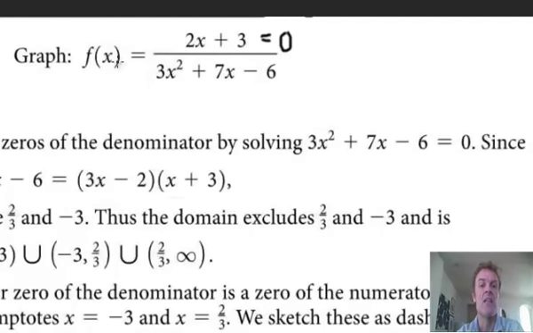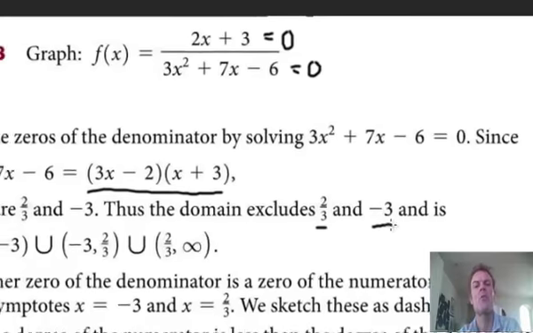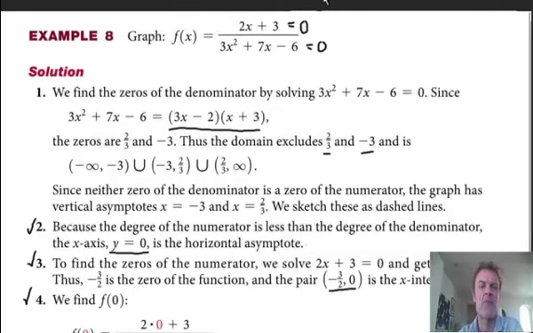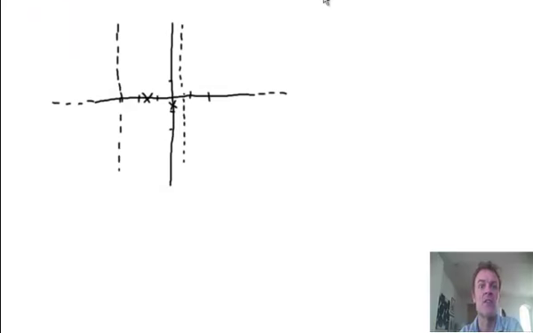Y-intercept, I found that one earlier. The hardest one really for this one is finding your vertical asymptotes, because that's doing this. Set this equal to 0, the denominator. That means factoring. You'll get these two parentheses, so x cannot be 2/3, which means the vertical asymptote is 2/3, and also x cannot be negative 3, which means the vertical asymptote is negative 3. So if I put all those together, I would have something like this.